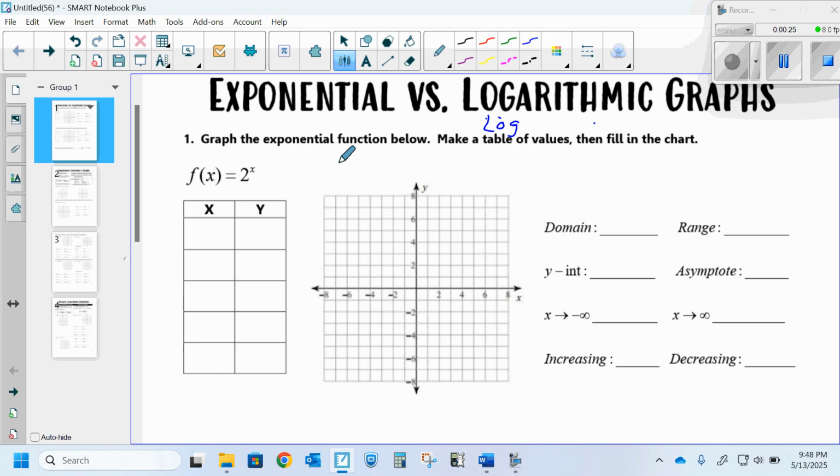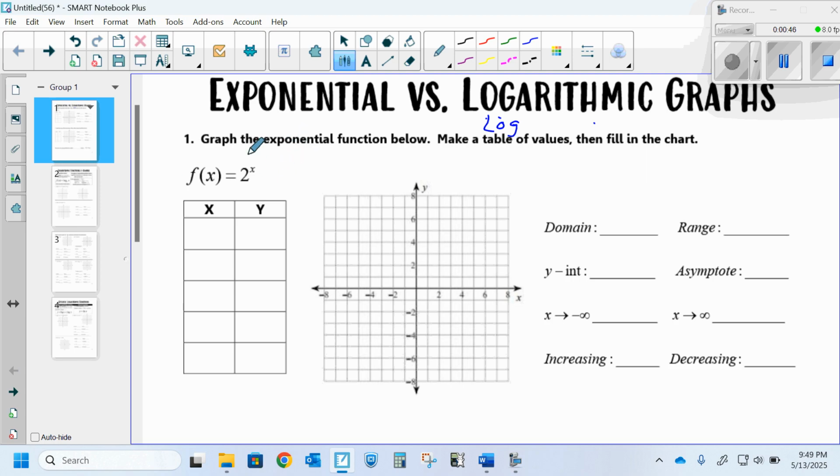We're not going to get into any kind of converting from one to the other, which is actually really important. That's the next thing we're going to do. Today we're going to stick with just graphing because although it's similar to an exponential graph, it's actually the opposite because they're inverses. So let's go ahead and get started here.